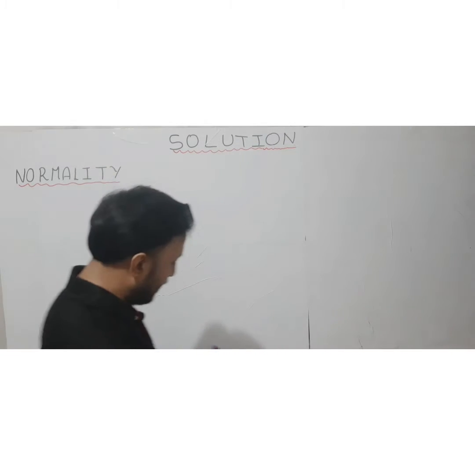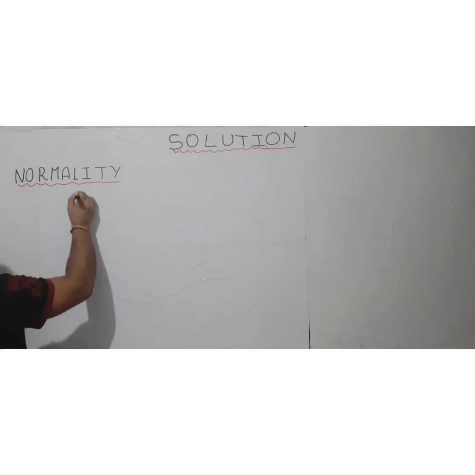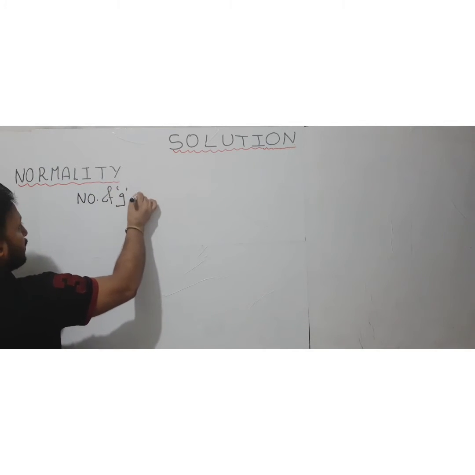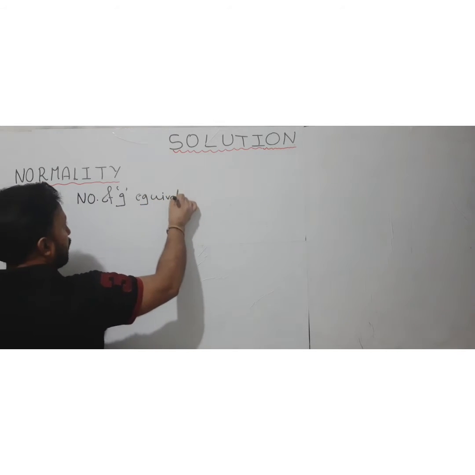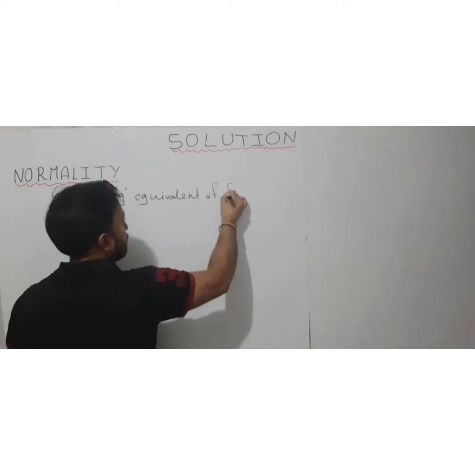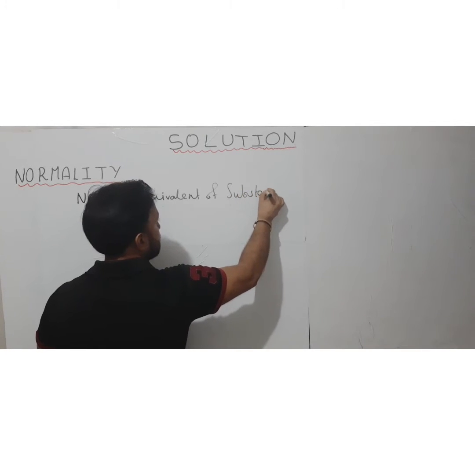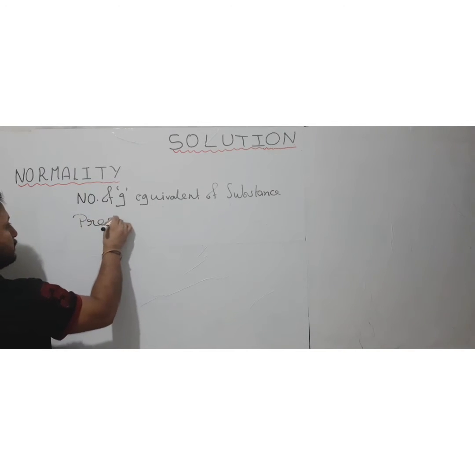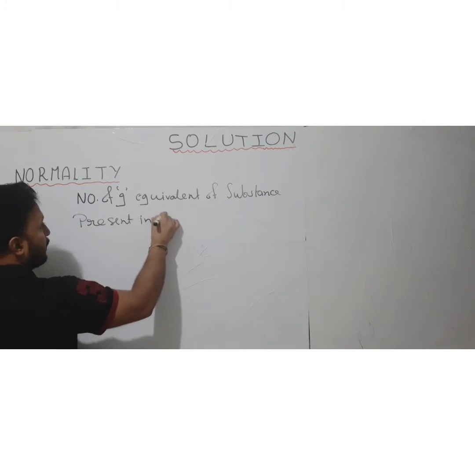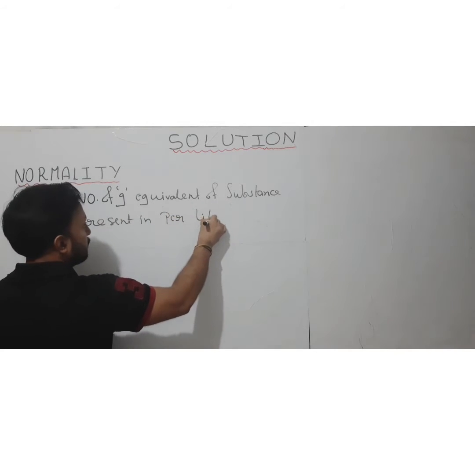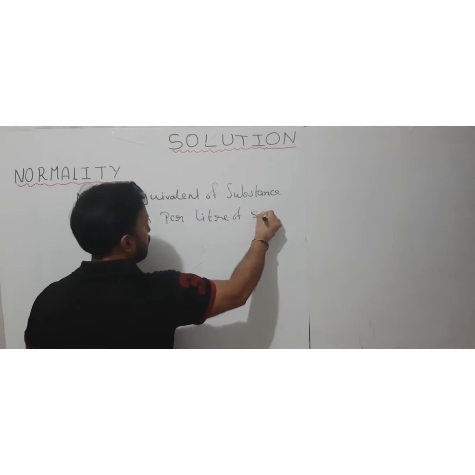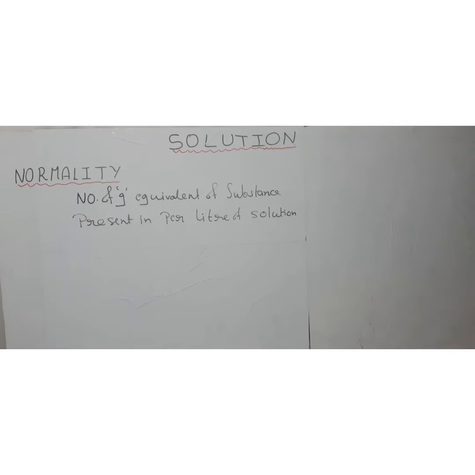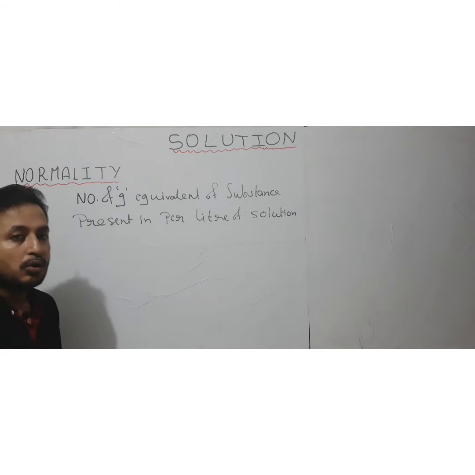So let's see what is normality. Normality means the number of gram equivalent of substance present in per liter of solution. Okay, that is, the gram equivalent of the substance present in per liter of solution is known as normality.